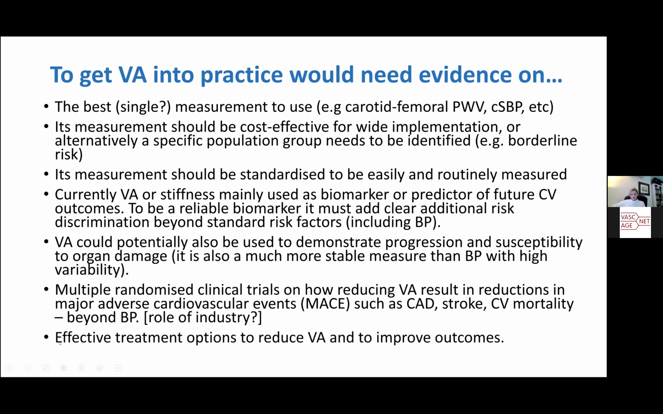Also, if somebody has a high pulse wave velocity, reflecting higher cardiovascular risk, what do we do about that? Is there specific treatment that will reduce and improve arterial stiffness? That would then also translate into benefit in terms of cardiovascular outcomes. So that, I think, is also a very important area.